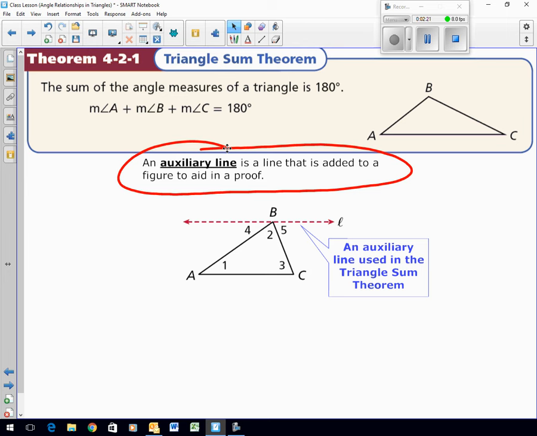Okay. We got it? To aid and prove, a figure to aid in proving. Tyler? Right? Next.